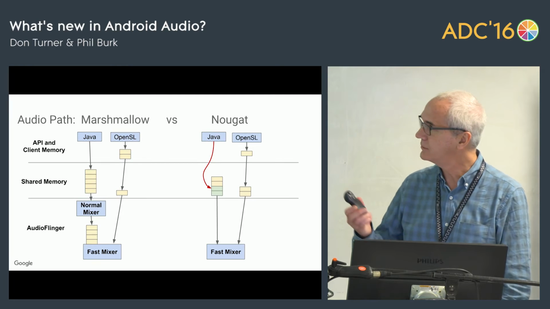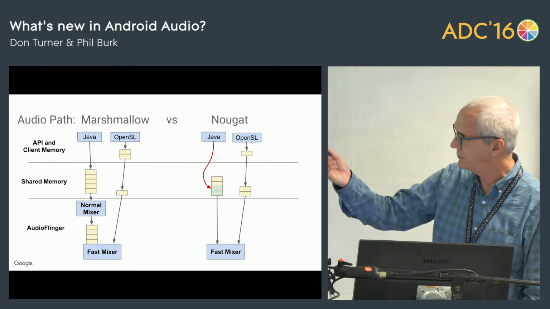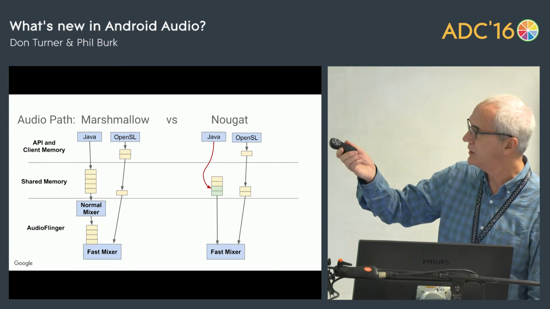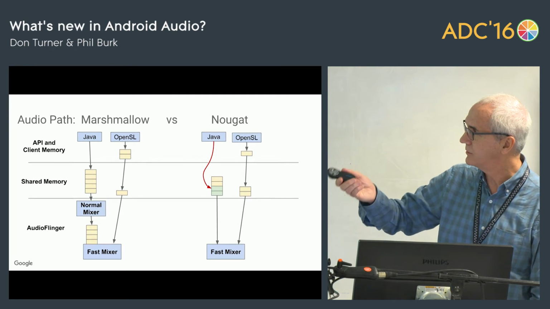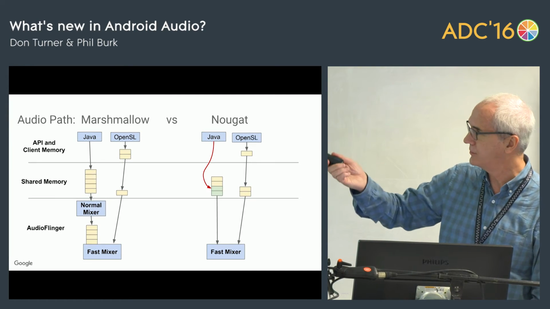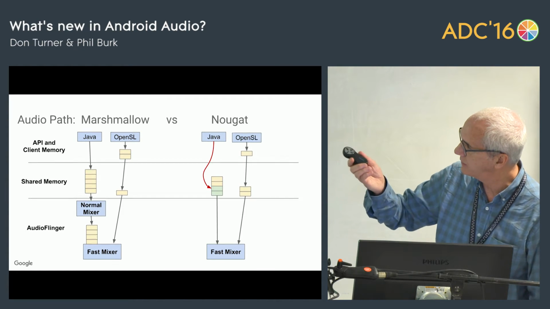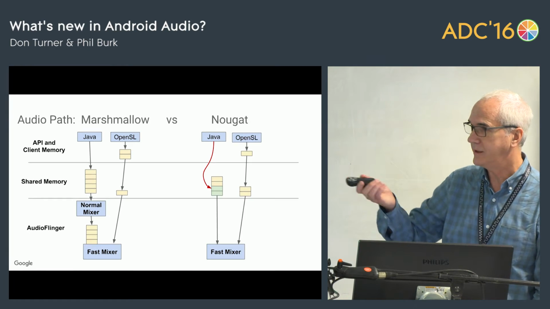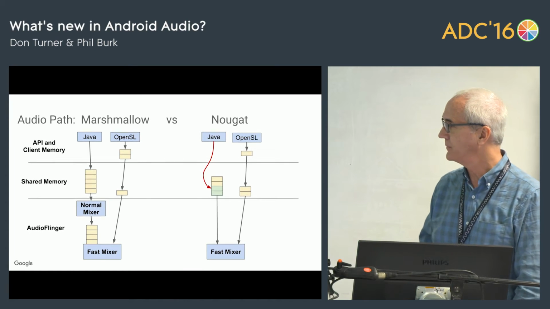And then in OpenSL you can see that there's just that one buffer there in shared memory, so the fast mixer is reading from that buffer. And even though there are more buffers being used, they're not available to the fast mixer. So if the client code is stalled, the fast mixer will run out of data. But in Nougat you can set up double buffering or more buffers if you need to, and that gives you better glitch protection in the fast mixer.